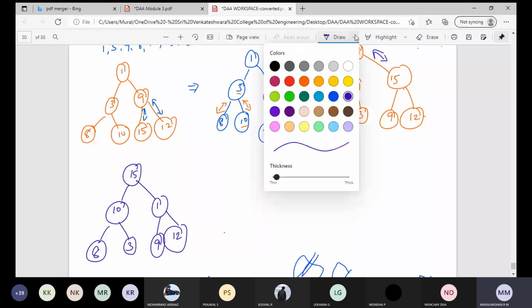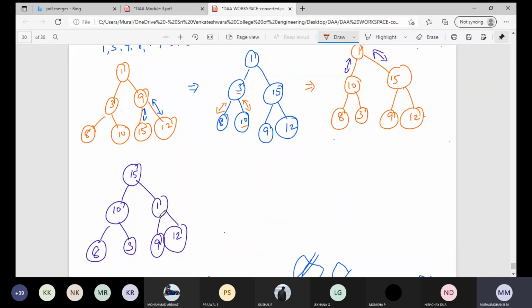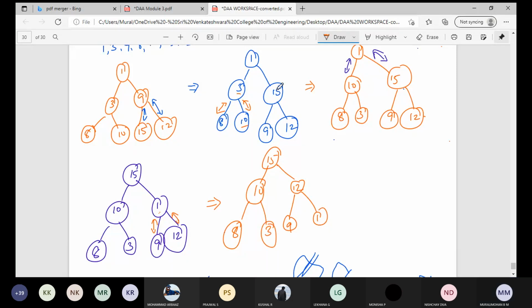The new position of this is here. So again here it does not hold good. So exchange this. When we exchange, 15 is here, and here it is 10, and here 12, 9, 1, 8, and 3. Now, does it hold good for all the nodes?